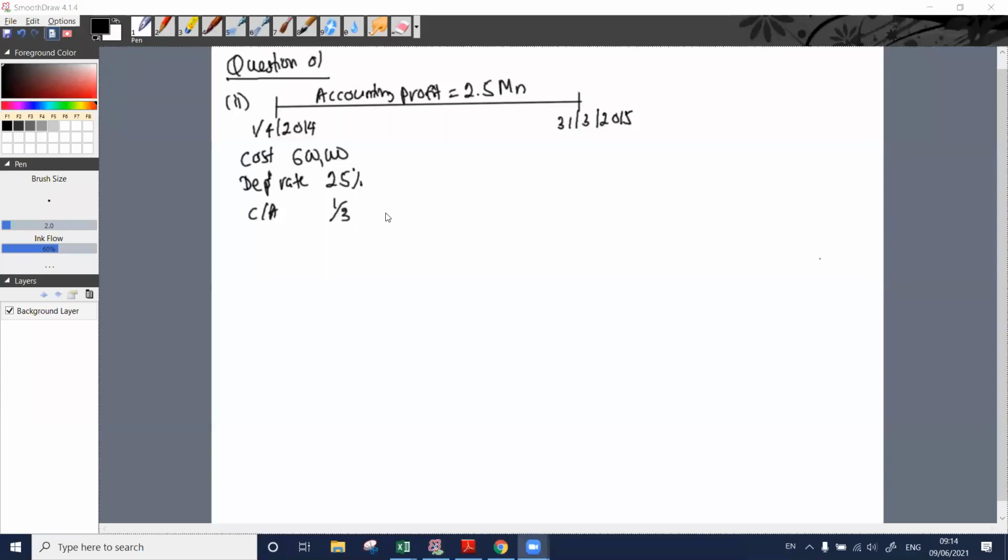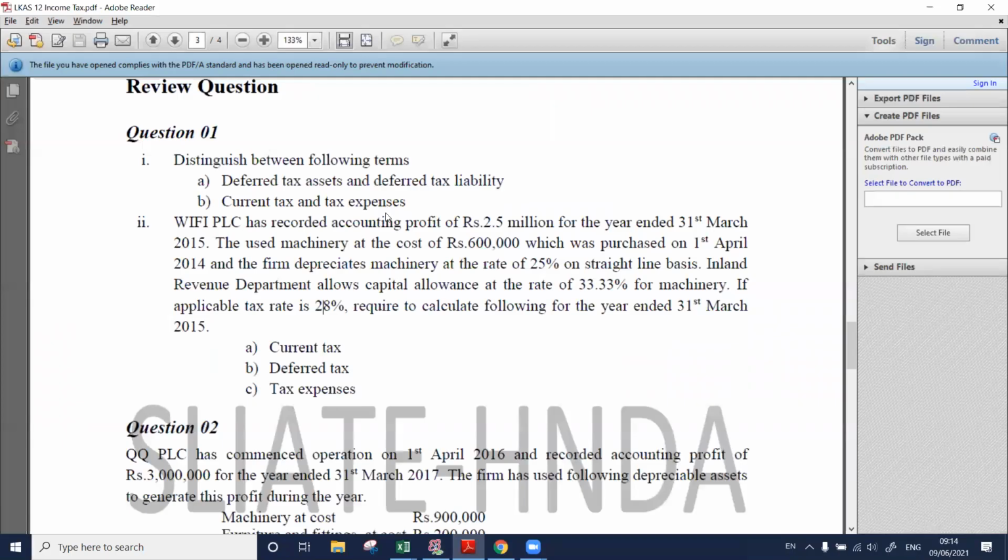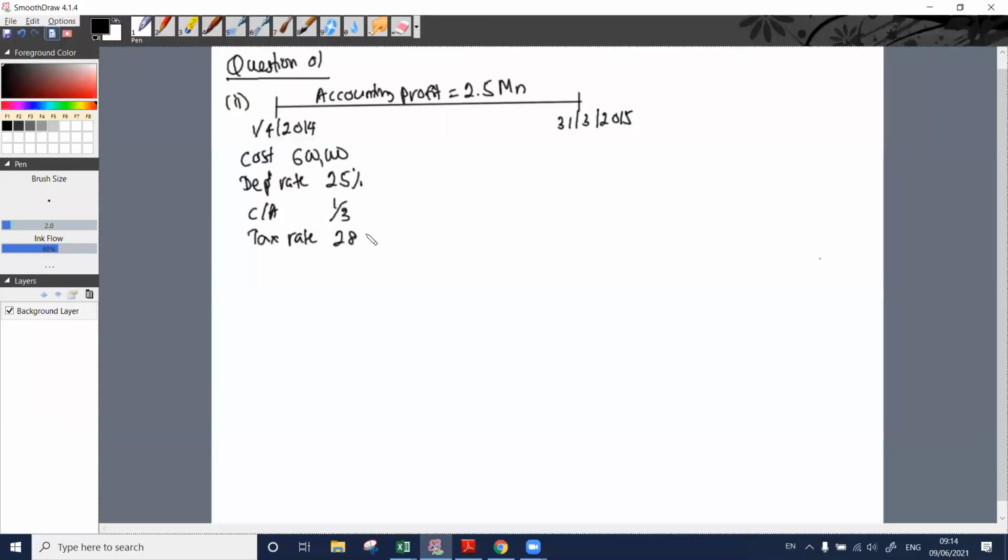So what we need to do, we need to calculate current tax, deferred tax, and tax expense. And further, they have given the tax rate. Tax rate is 28%. This is all what they have given. So based on this information, we need to compute first one, the current tax expense. How to compute this? කොහොමද current tax calculate කරන්නේ?